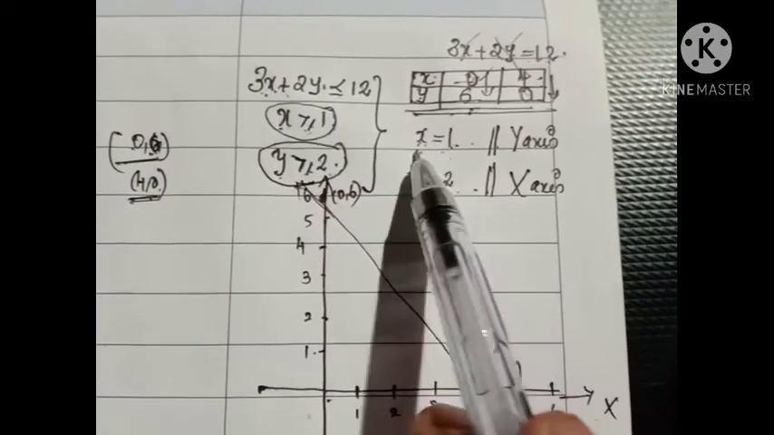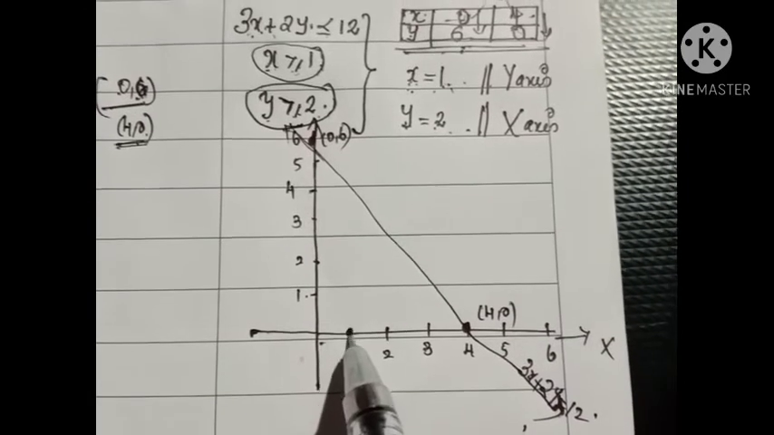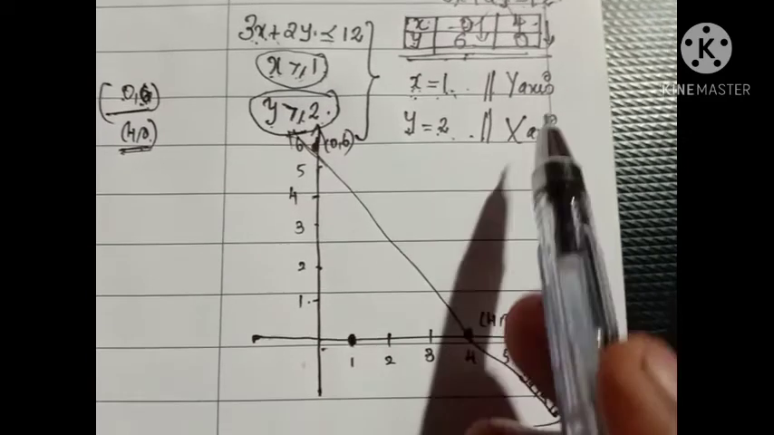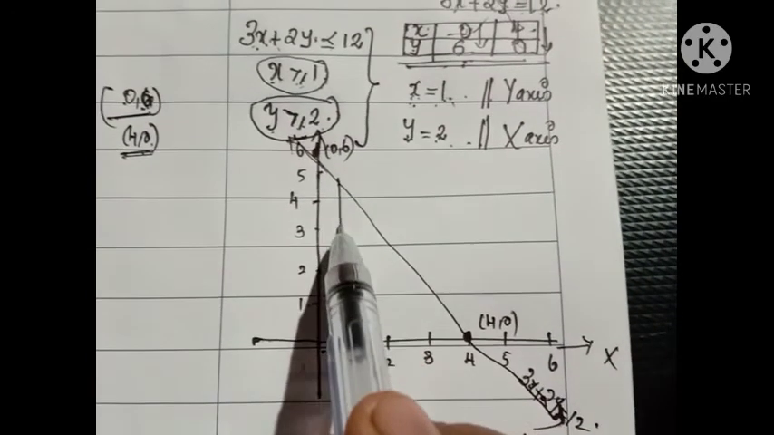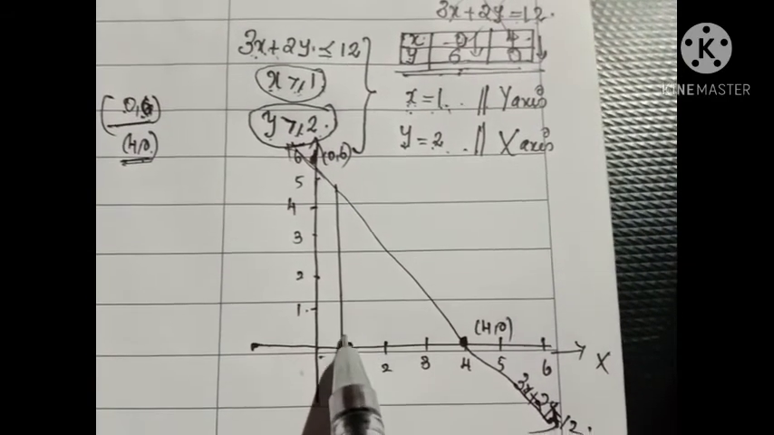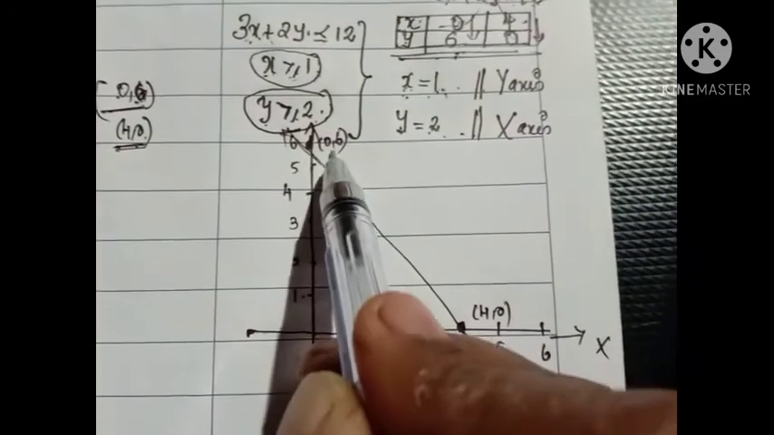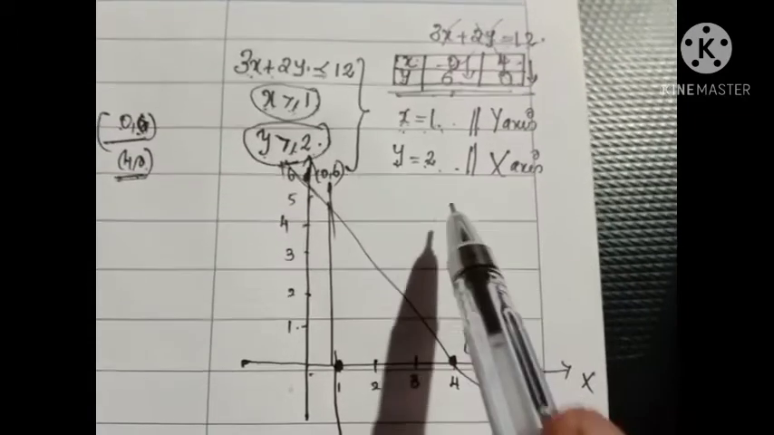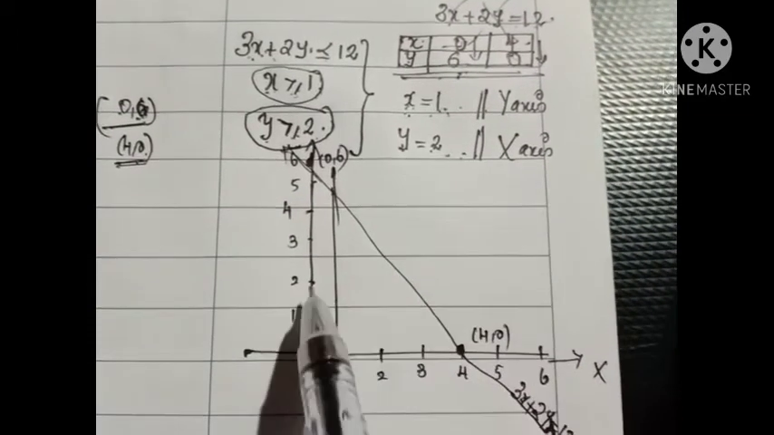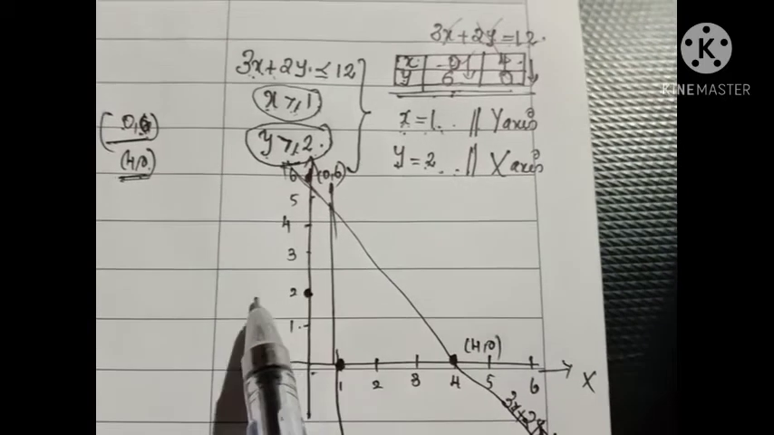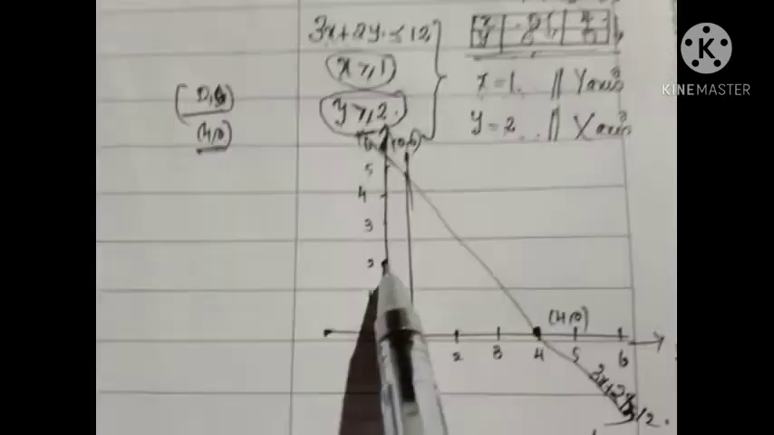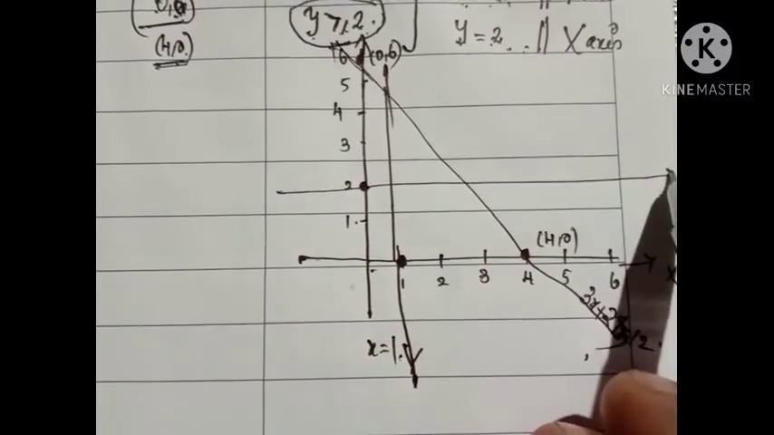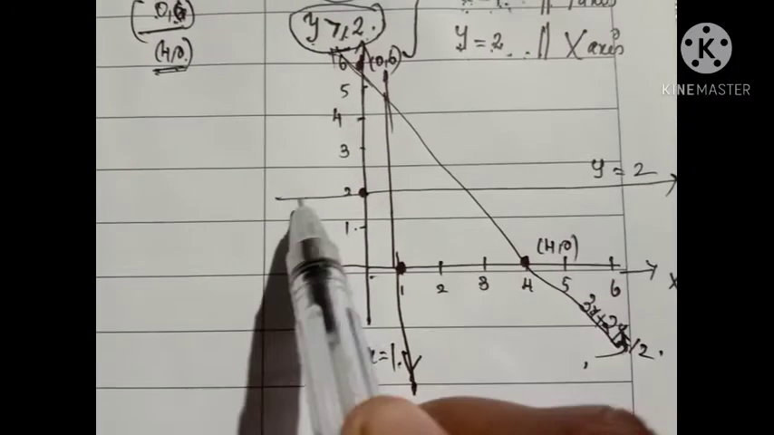Now, x equal to 1. This is x equal to 1, so draw a line passing through 1 and parallel to the y-axis. This line represents x equal to 1. Now, y equal to 2 means here, so a straight line passing through y equal to 2 and parallel to the x-axis. So, this is y equal to 2.